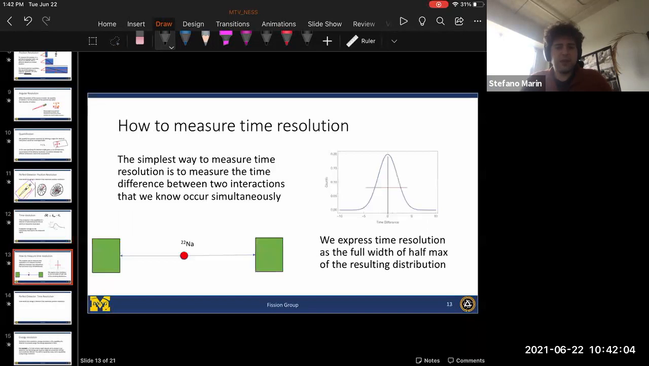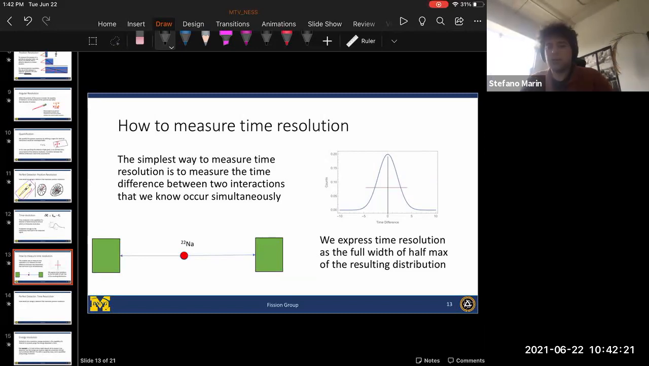Now, the best way to measure the time resolution is to measure the spread in something that is known to be always the same. And we're going to see this pattern exist throughout many different types of resolution and measurements.